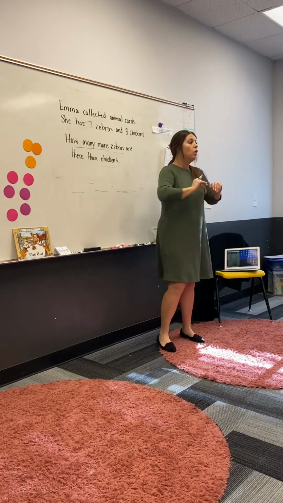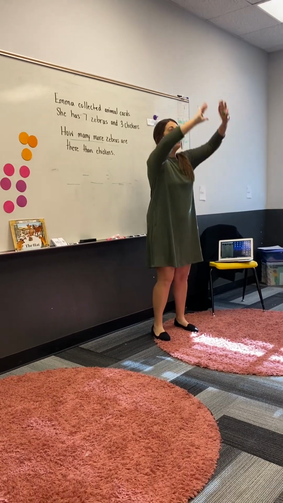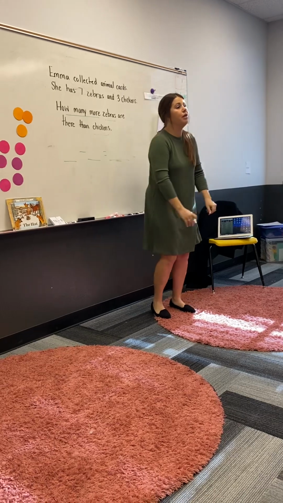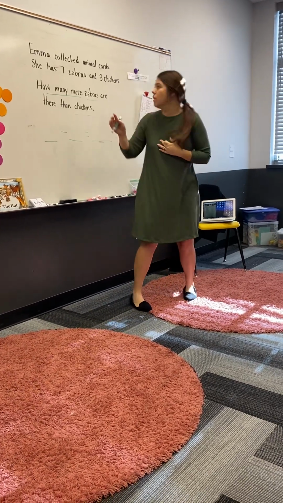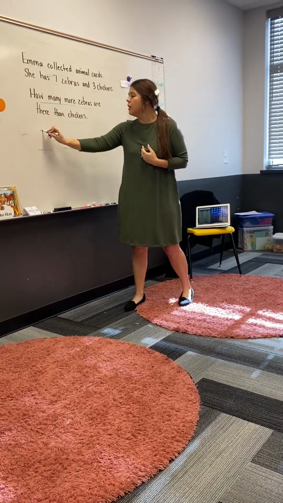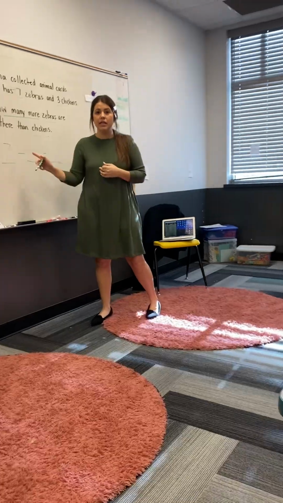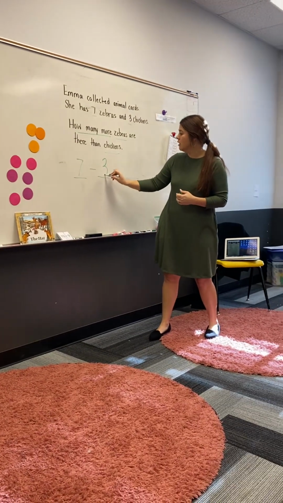Now, when we subtract, say with me, we always put the bigger number at the beginning. What's the bigger number out of 7 and 3? 7. So my 7 zebras goes here. Can they still see the board, Malachi? And then my 3 chickens goes here.